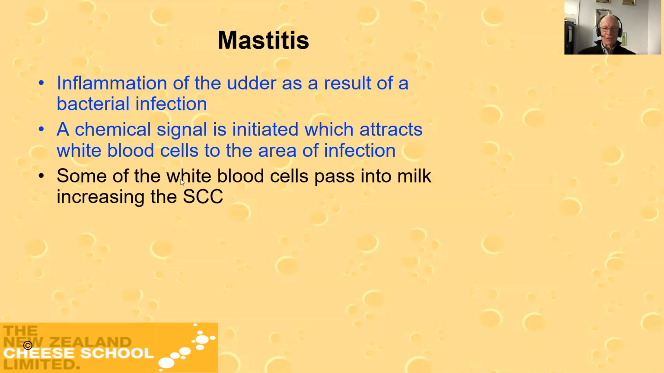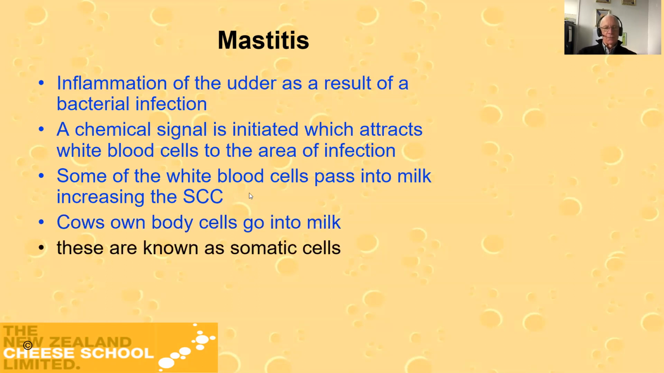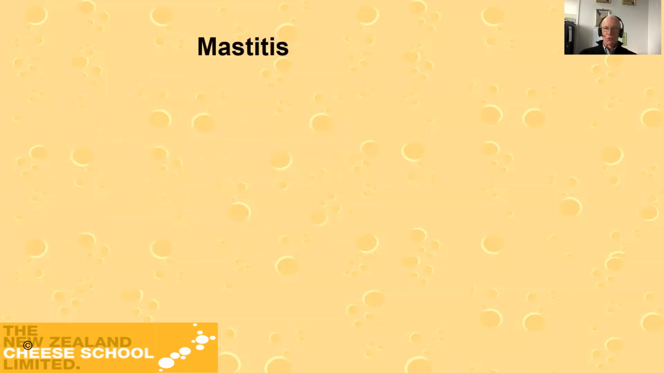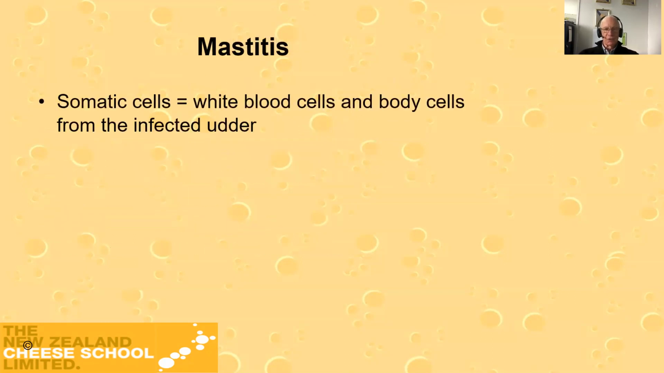So the white blood cells that are attracted to the infected udder can pass into the milk, increasing what we call the somatic cell count. Some of the cow's own body cells, the flesh tissue, may be passing into the milk as well as a result of the infection, the inflammation. So the combined count of the white blood cells and the cow's body cells is known as the somatic cell count. It's also got a couple of other names.